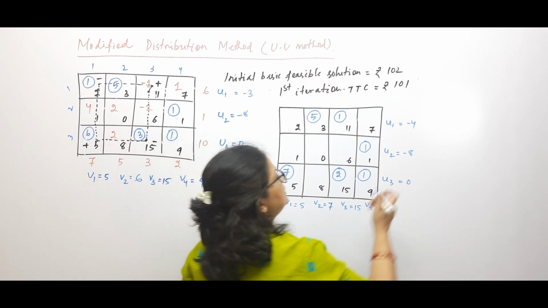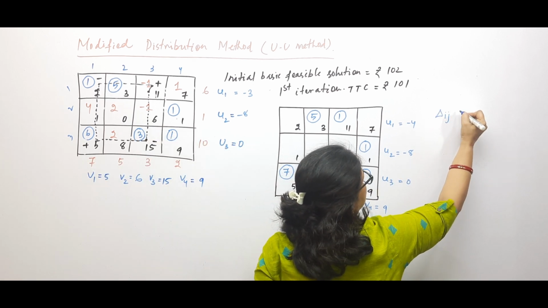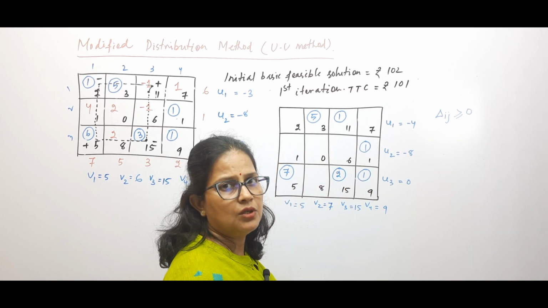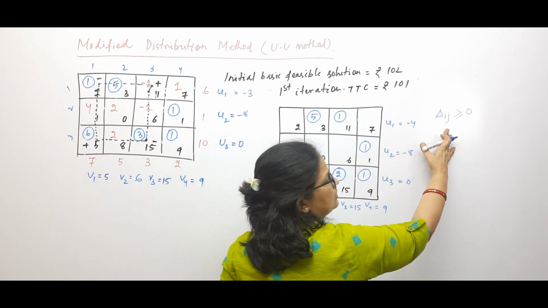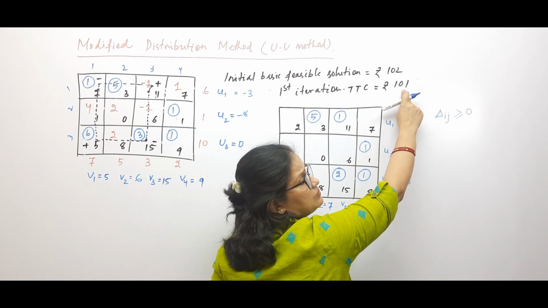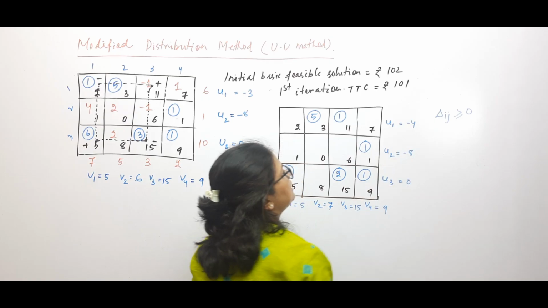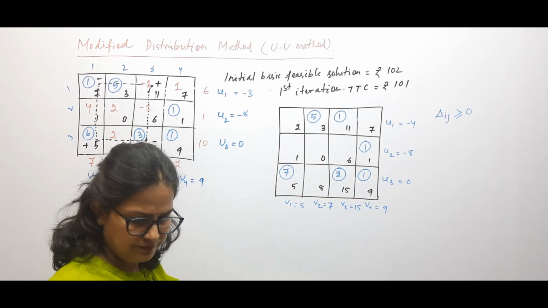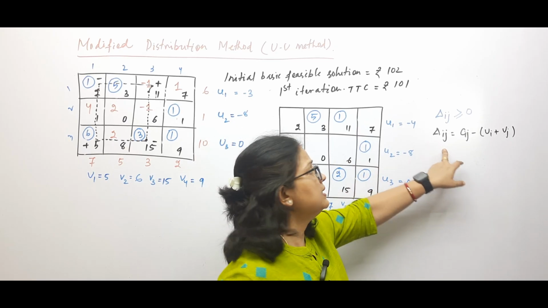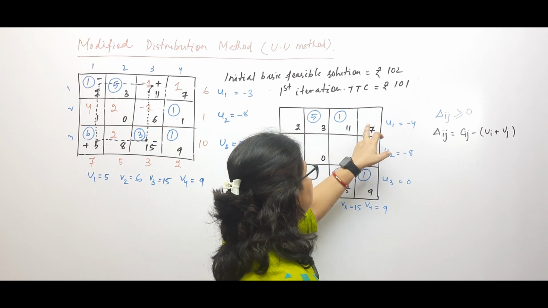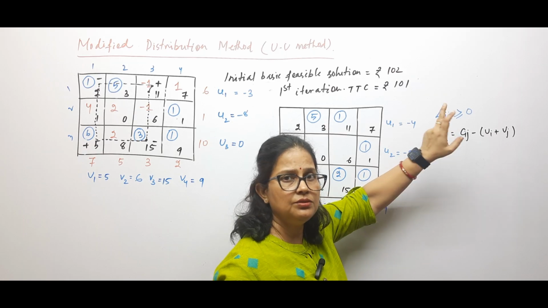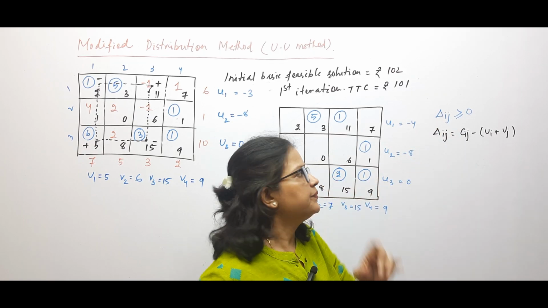Now we need to calculate the delta ij value and check if delta ij is greater than or equal to 0 or not. If it is greater than or equal to 0 for all the values, then this solution will be our optimal solution. This cost will be our optimal cost. Let us calculate the delta ij value for all the unallocated cells. As we all know, delta ij should be greater than or equal to 0 to check the optimality.